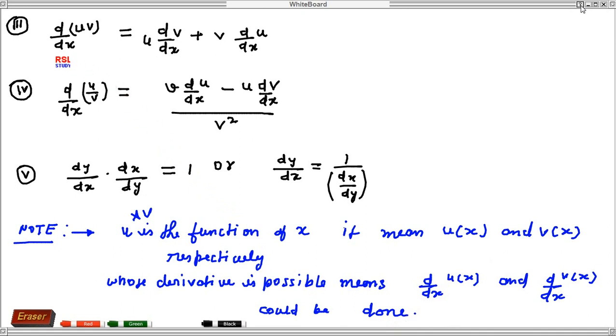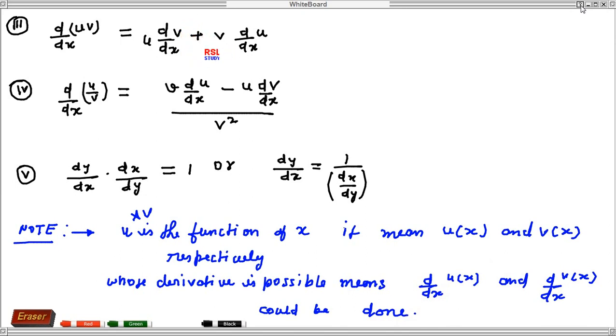So if the function is in multiplicative form, where u is a function of x and v is a function of x, it can be written like this. Firstly, one time you will take u as a constant, feel u as a constant, then take it out and write like this. Here v is a variable.